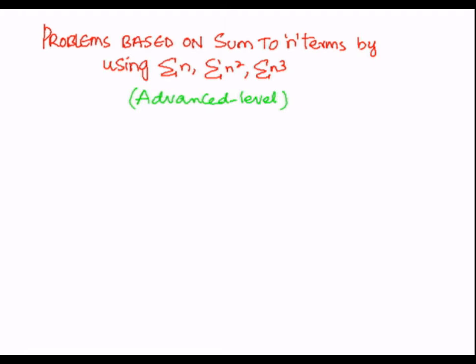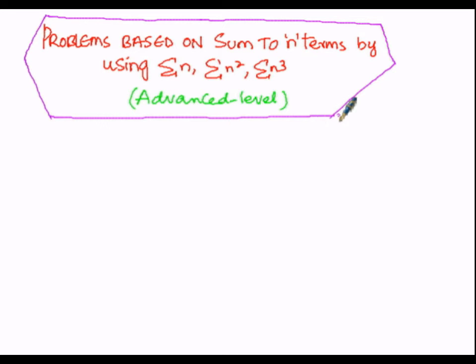So here we know that sigma n is given by means of n into n plus 1 whole divided by 2, whereas sigma n square is given by means of n into n plus 1 into 2n plus 1 overall divided by 6, and then sigma n cube by n into n plus 1 by 2 whole square.